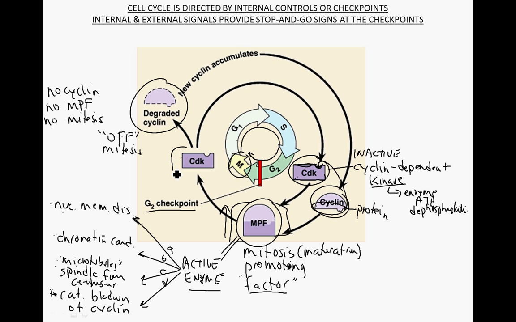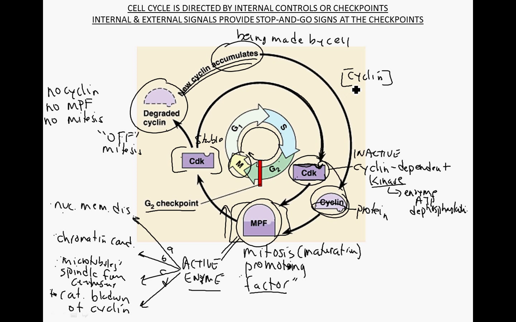Now the CDK concentrations tend to remain relatively stable throughout the course of the cell cycle, right? But the cyclin concentrations will change, right? So as the cell cycle goes on, we see here that new cyclin is going to accumulate, right? New cyclin being made by the cell. And as the concentrations of cyclin go up, you then have a higher chance of the cyclin combining with CDK.